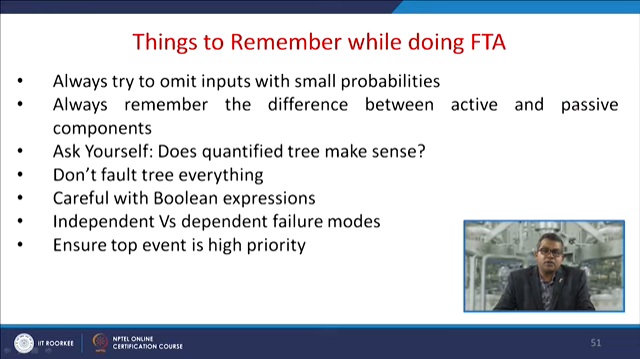Sometimes you may need to ask yourself, does the quantified tree make sense? Do not fault tree everything, be careful with the Boolean expressions. You must distinguish between independent versus dependent failure modes. Ensure the top event has the highest priority.